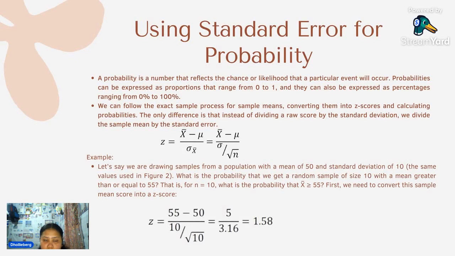Using standard error for probability. A probability is a number that reflects the chance or likelihood that a particular event will occur. Probabilities can be expressed as proportions that range from 0 to 1, and they can also be expressed as percentages ranging from 0% to 100%.